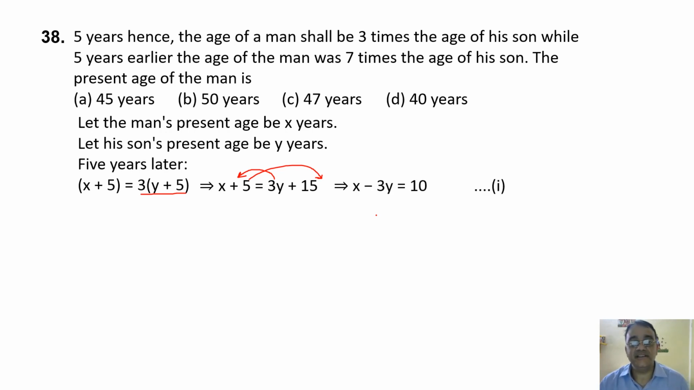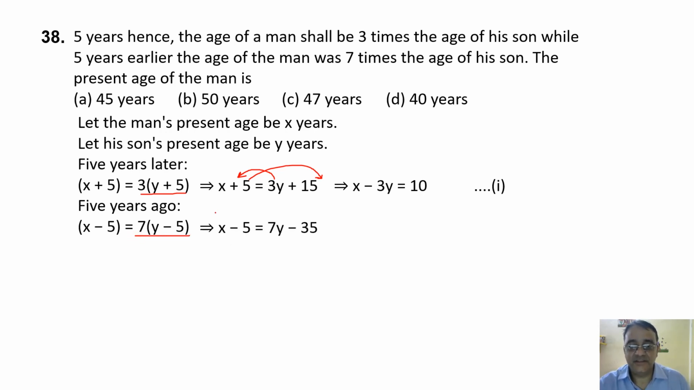Now 5 years ago man is 7 times. मतलब x minus 5 is equals to 7 times y minus 5. So open this bracket. You will get 7y minus 35. Shift 7y to this side. Right, minus 7y और minus 5 को उधर shift करो plus 5. So we'll get x minus 7y is equals to minus 30.